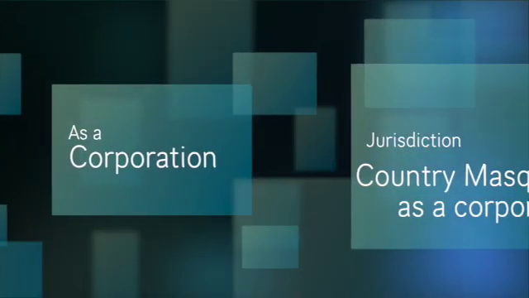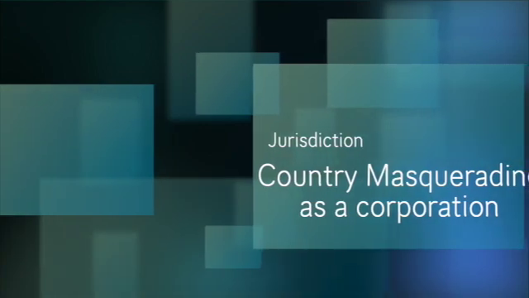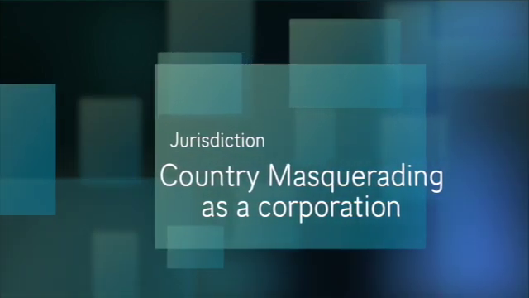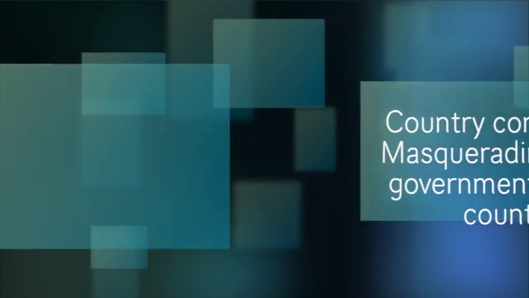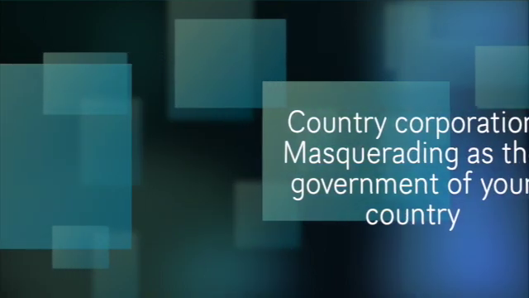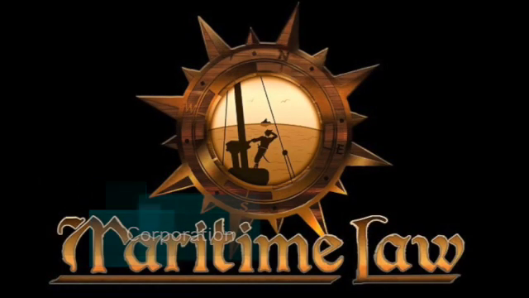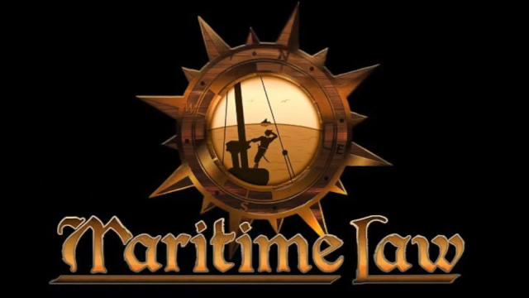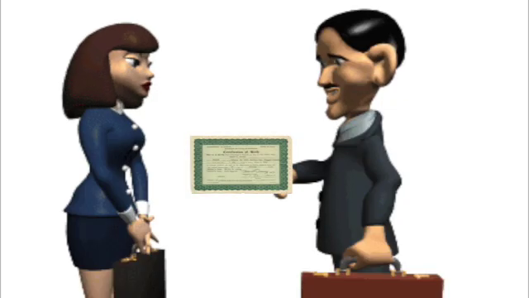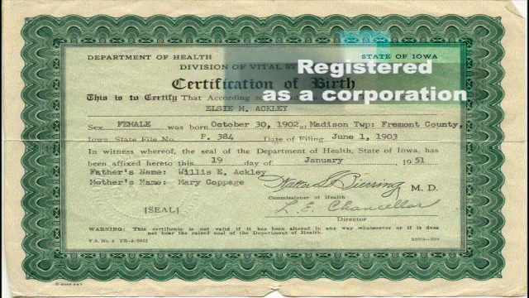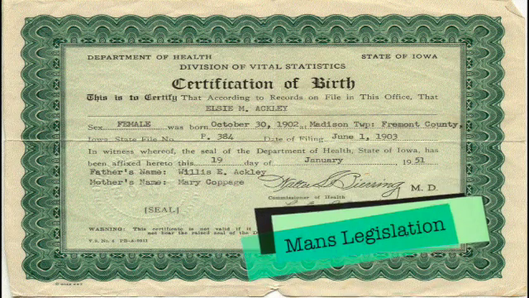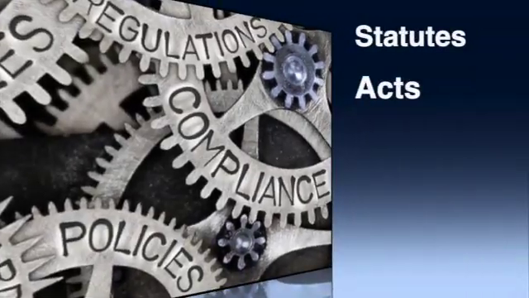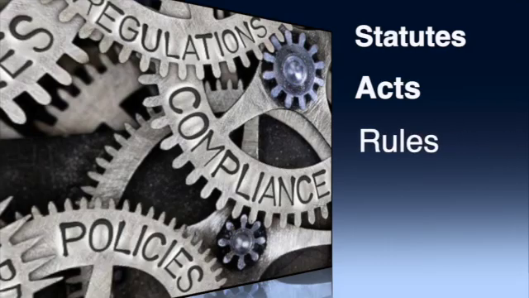So as a corporation, guys, because you're recognized as a corporation once your birth certificate is issued, you fall under the jurisdiction of the country corporation, which is masquerading as the government of your country. So as the corporation is subject to maritime law or the law of the sea, every human who receives a birth certificate is also registered as a corporation and becomes subject to man's legislation, namely things like statutes, acts, rules, codes, legislation, etc.